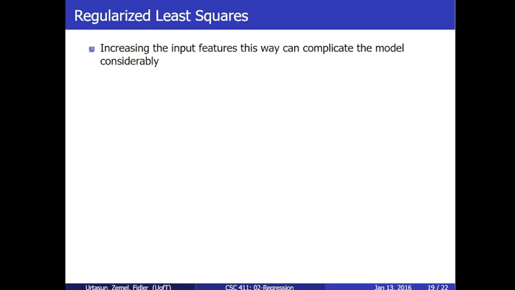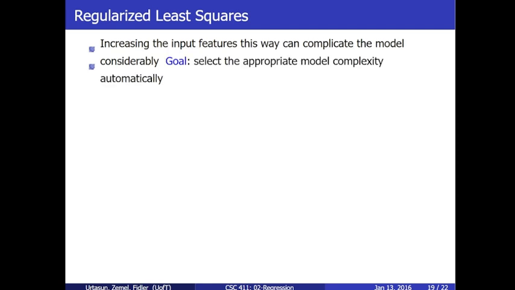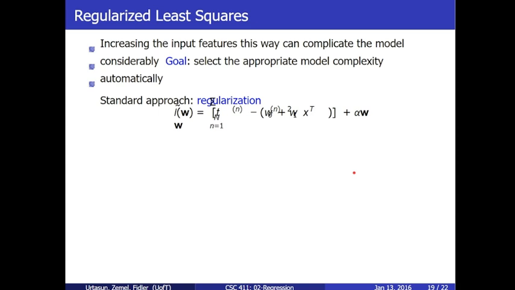Regularizing least squares. Increasing the input features is one way to add flexibility, but increasing the input features this way can complicate the model considerably. And our goal is to select the appropriate model complexity automatically. So we use our standard approach, regularization, and I can explain this formula to you guys.